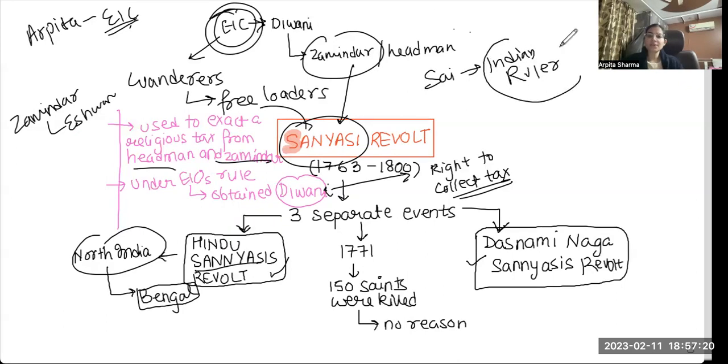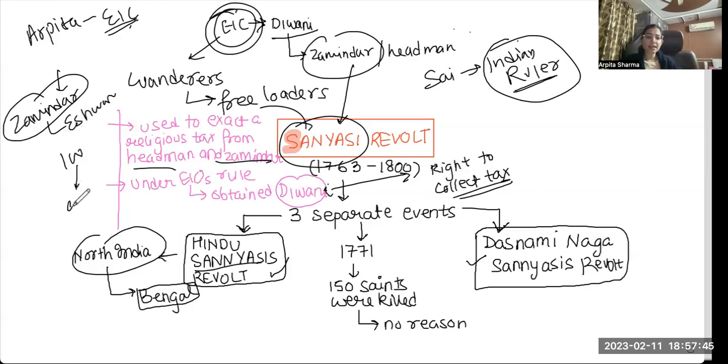I have obtained the right from Sai to collect Diwani, that is the right to collect tax from the zamindar, who is under the rule of the Indian ruler. So the Indian ruler, Sai, has permitted me to collect taxes from the zamindar. Now, the zamindar, Ishwar, you are the zamindar. You were very prosperous when the saints used to visit your house and your place, you used to donate very lavishly, right? But now, if you are earning 190 rupees, I am taking it as taxes.